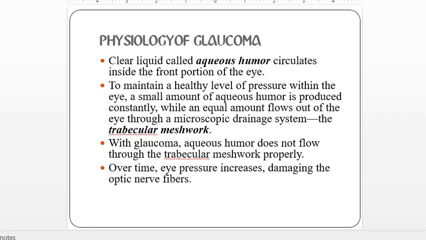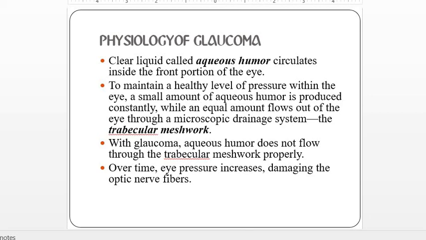Pathophysiology of glaucoma. Firstly, a clear liquid called aqueous humor circulates inside the front of the eye. To maintain a healthy level of pressure within the eye, a small amount of aqueous humor is produced constantly, while an equal amount flows out of the eye. So it is balanced. The amount that is produced and the amount that is drained out are equal, so that an equilibrium is maintained.